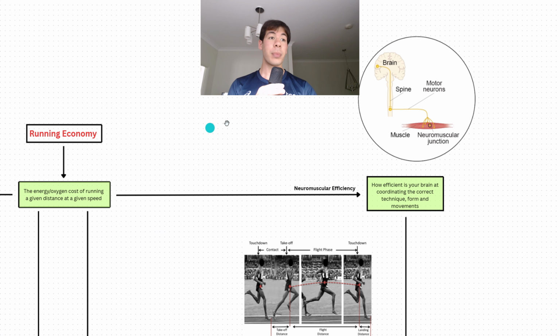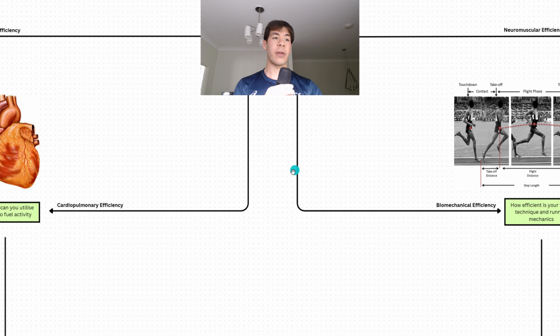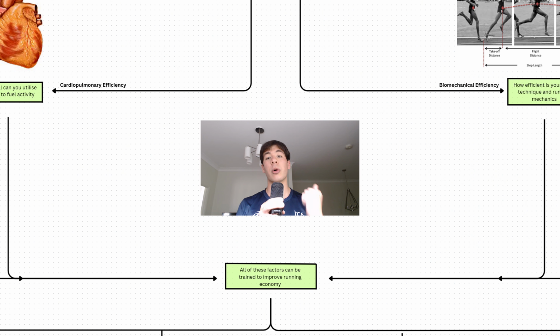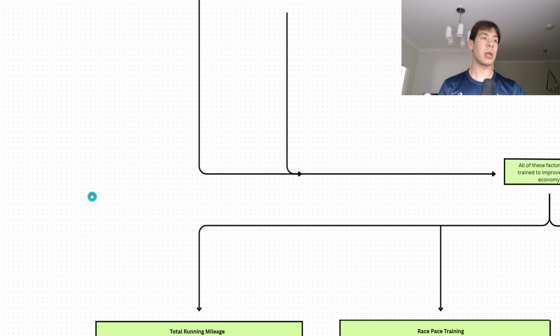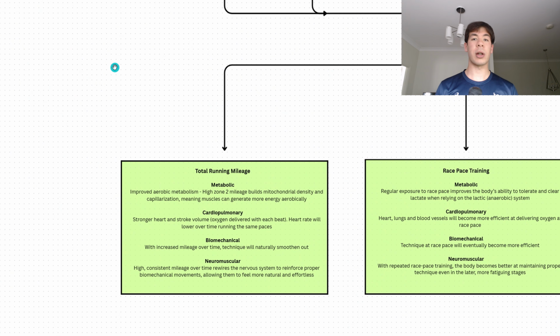Now, the good part is that all of these 4 factors, so metabolic, cardiopulmonary, biomechanical, and neuromuscular, can actually all be trained to improve our running economy. So here are the 4 main ways that we can go about that. The first is going to be by increasing our total running mileage. Nice and simple. Just run more per week.